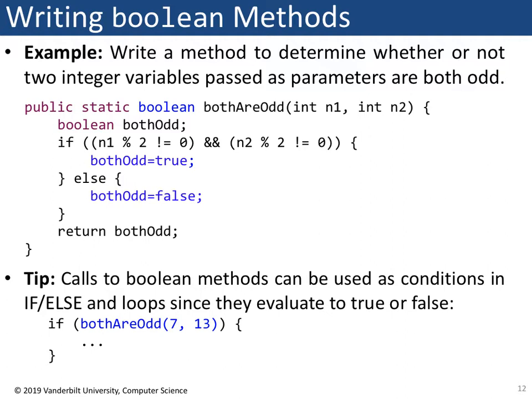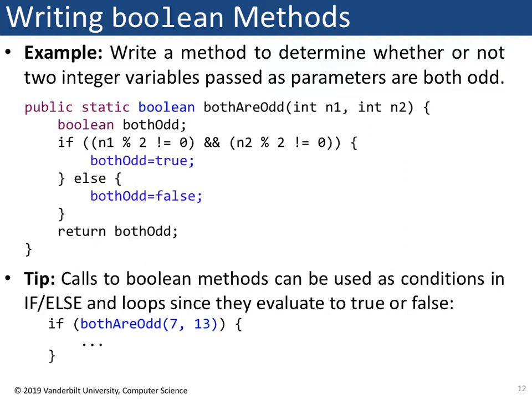So we're going to declare our method, and so here's our method heading. We're going to have public static, and then the return type will be boolean. The name of the method will be both are odd, and we're going to have two parameters, which is int n1 and int n2. Now, rather than having multiple returns, we will declare a variable called both odd of type boolean, and this is where we're going to store the result of our logical test.